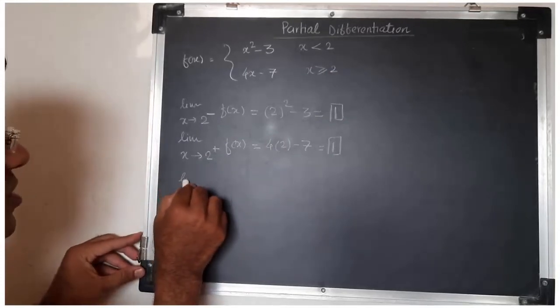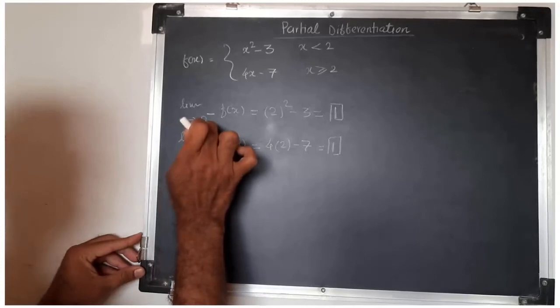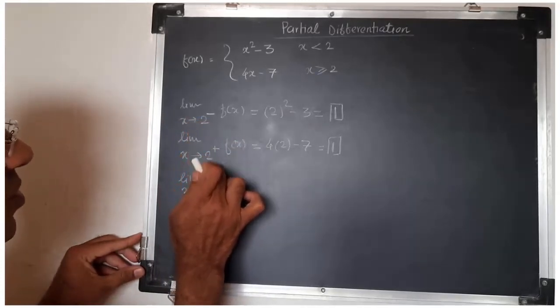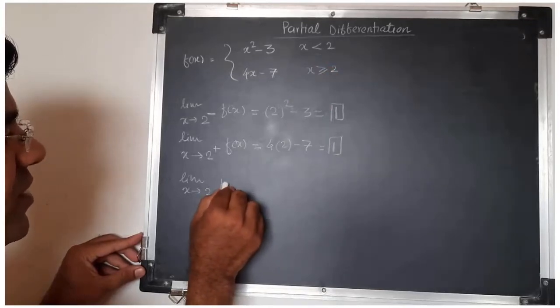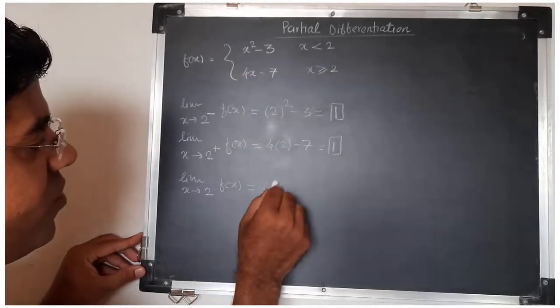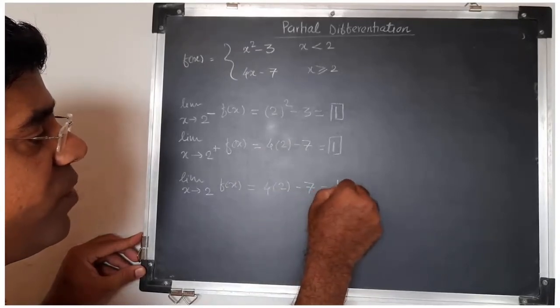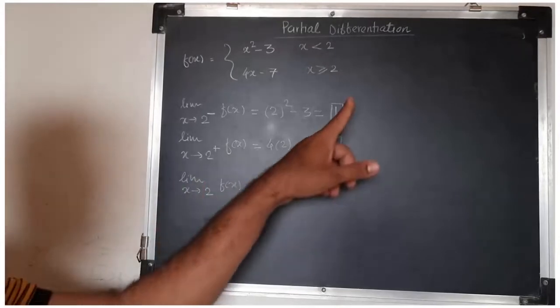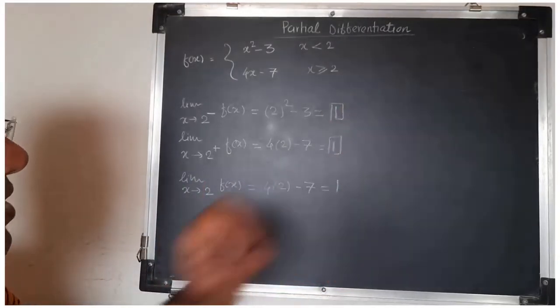Okay, so this is the limit as x tends to 2. Here this is for negative, this is for positive, and this is for 2. See, the conditions are very, very important. So f of x, and what is the value, this is 4, 2 minus 7, and that is also 1. So what we can say from this is that the given function is continuous.